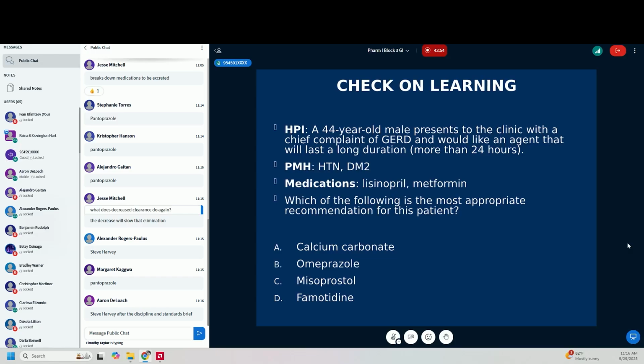Looking at this next check on learning that we have, a 44-year-old male came to the clinic. He has GERD and he wants an agent that will be long lasting, so more than 24 hours. He has hypertension, he has diabetes, he's taking some other medications. Which of the following is the most appropriate recommendation for our patient?